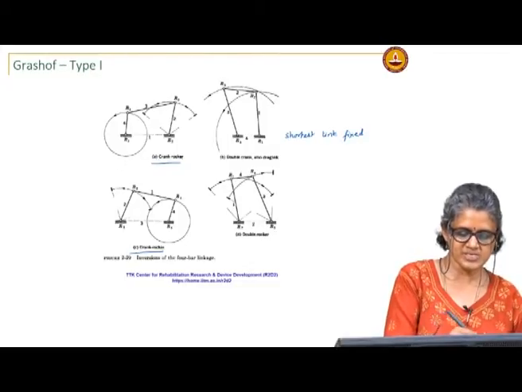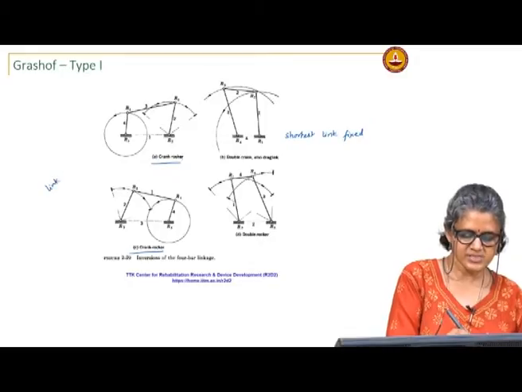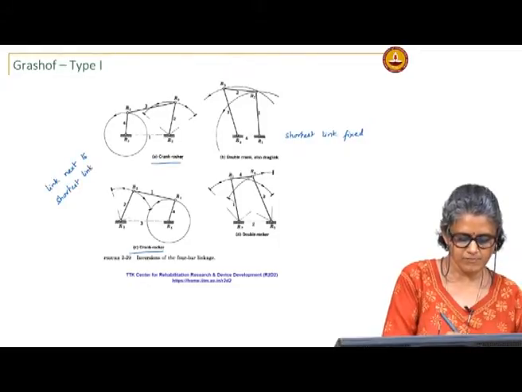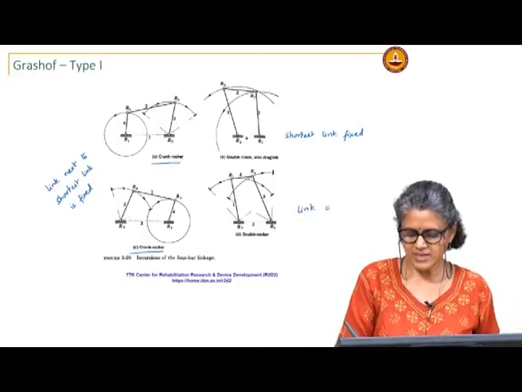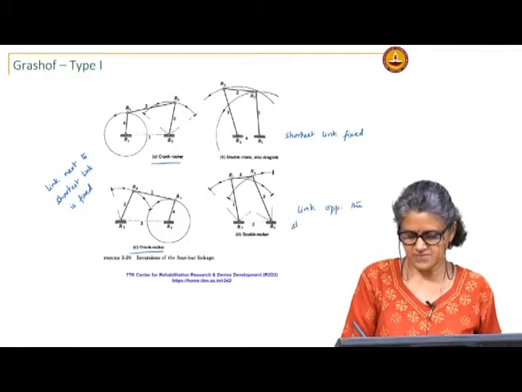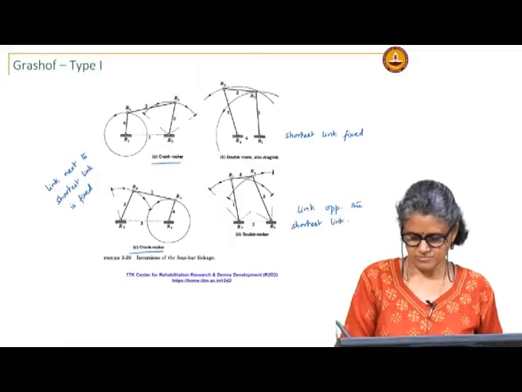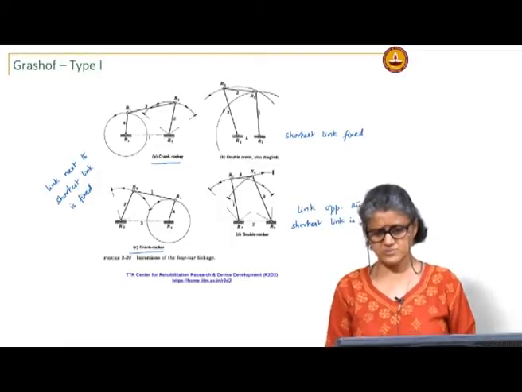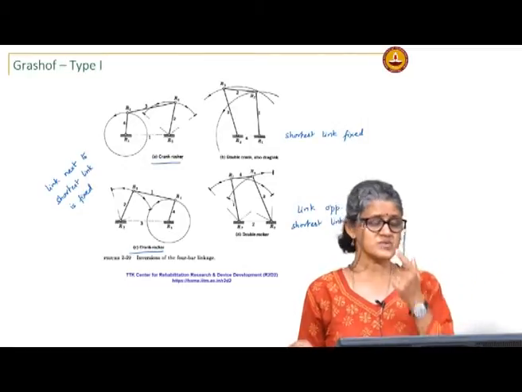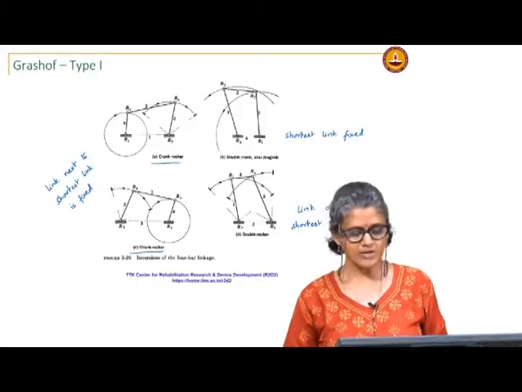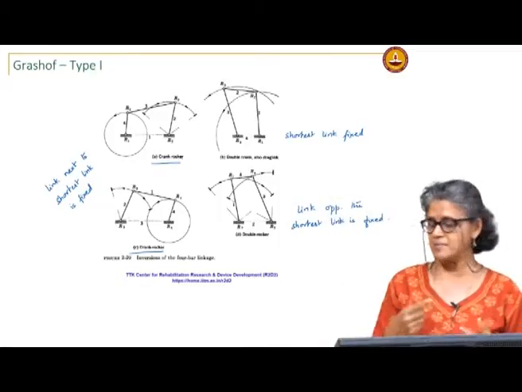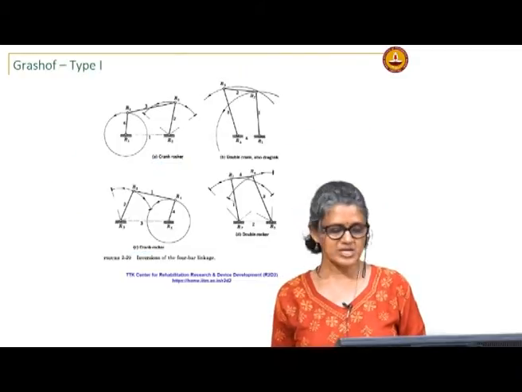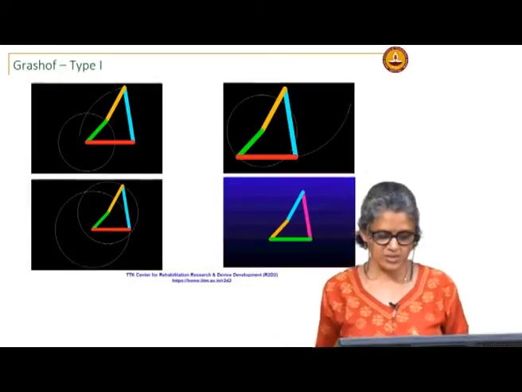So, these two are called non-distinct inversions, link next to shortest link, and in this case the link opposite the shortest link is fixed. So, you are only concerned with the shortest link and its location with respect to the fixed link to determine the kind of motion that you have. In the case of the Grashof double rocker, the coupler, which is the shortest link, makes the complete revolution. So, it functions like a crank, and I showed you these animations, I will not do it again.